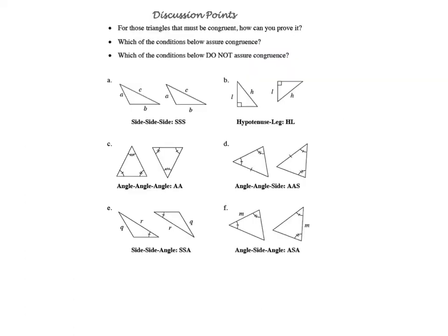So I'm on the next slide now, and I'm just going to go through and highlight these conditions that do work for us in order to justify congruence. The ones that do work for us would be side, side, side, hypotenuse leg. Angle, angle, angle does not work. I'm going to do that one in red. Angle, angle, side, that is a congruence condition. Side, side, angle is not a congruence condition. Angle, side, angle is a congruence condition.